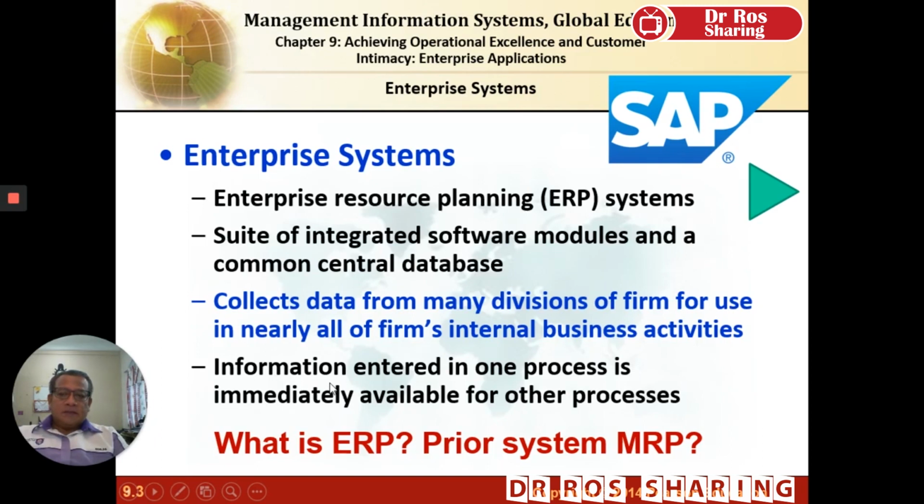In other words, a single piece of information entered into the process can then immediately be accessed or seen by other departments so that it reduces the time to share and distribute information. And that's why it is called enterprise resource planning. So let's see one video clip of how the ERP system actually functions.